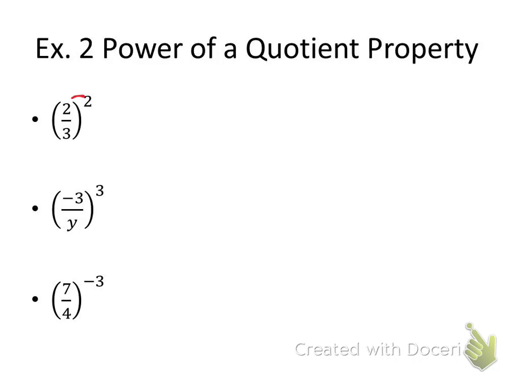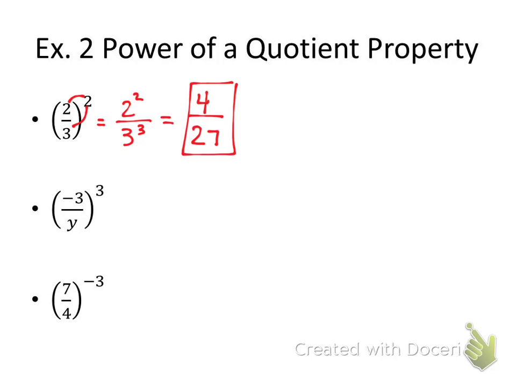Well, I look and I say, okay, I have a base here and a base here. So 2 squared over 3 to the third power. And I ask myself, okay, can I subtract 2 minus 3 now? No, because are these like bases? No, they're not. So in this instance, we would actually just simplify. 2 squared is 4. 3 to the third power is 27. And this is my final answer here.